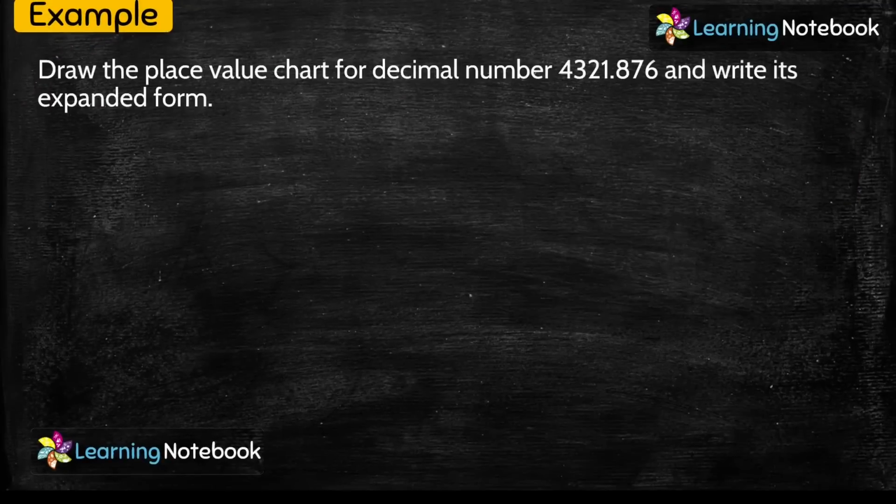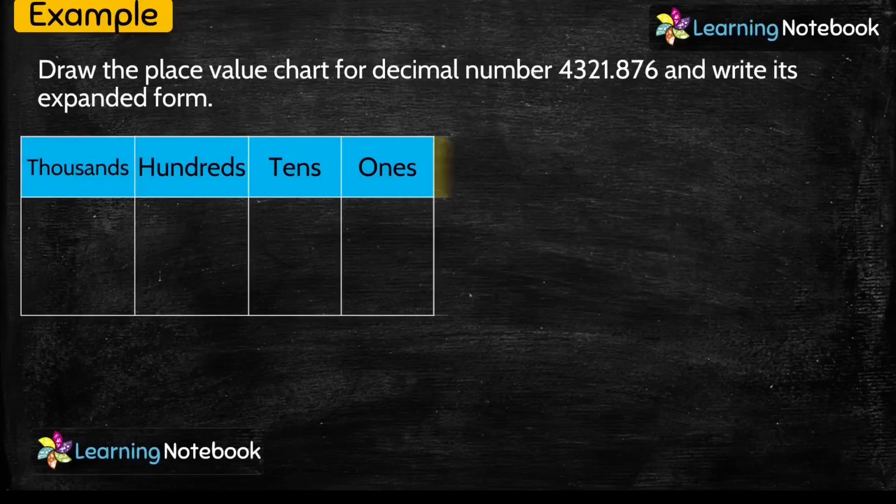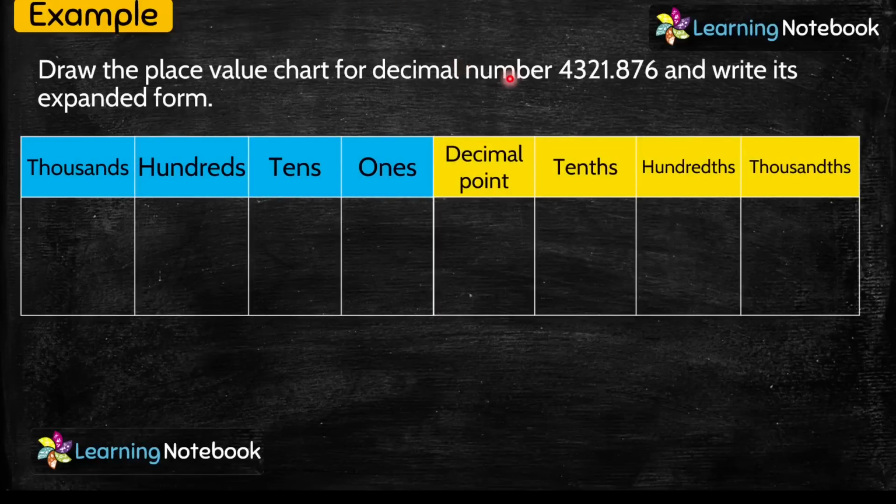Now let's do a question on place value chart. Question is, draw the place value chart for decimal number 4321.876 and write its expanded form. So let's draw the place value chart. First, we will represent the whole number part of this decimal number. Whole number part is 4321. So let's represent it.